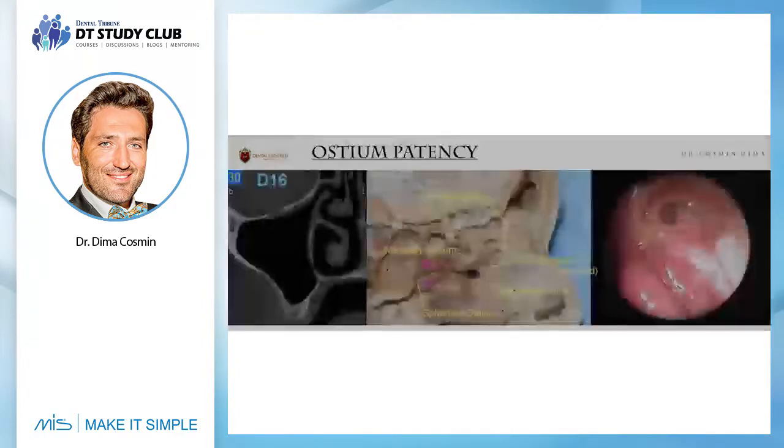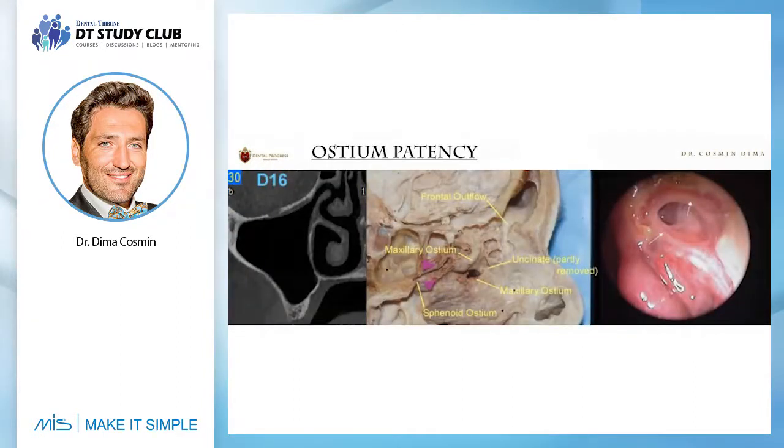Another important landmark is the ostium. You can see it here on the CBCT, you can see it with the caliper here, and also from the endoscopic point of view. This is very important because we have this communication between the sinus and the external environment. I will detail it a little bit later.